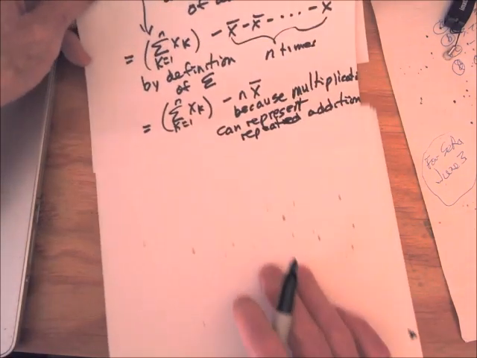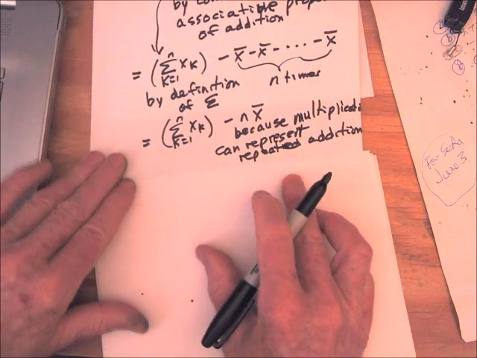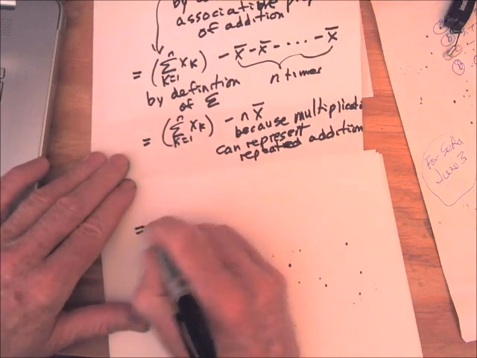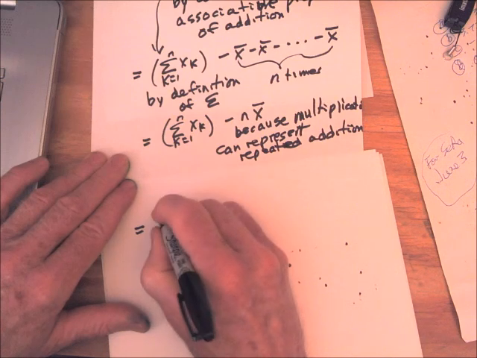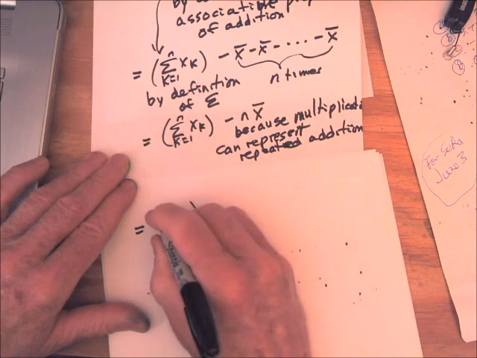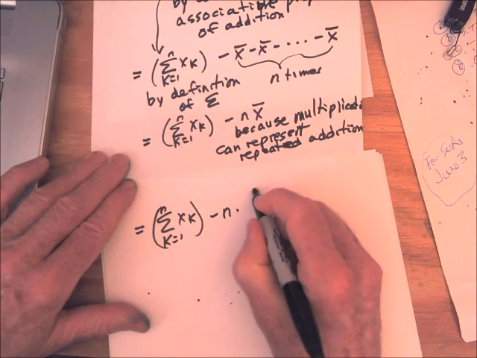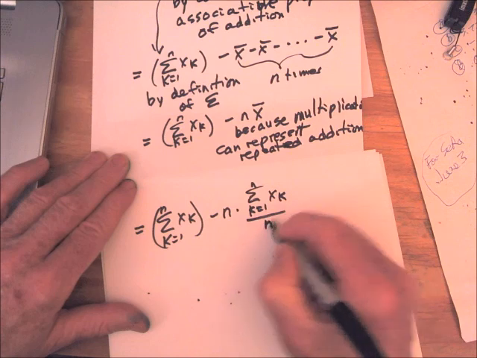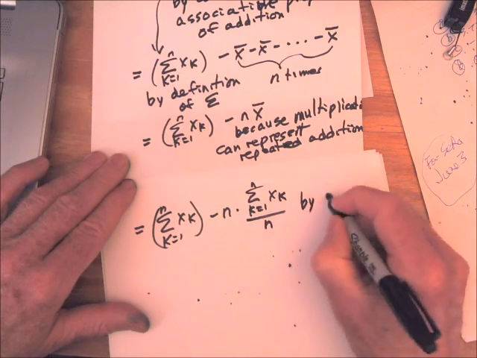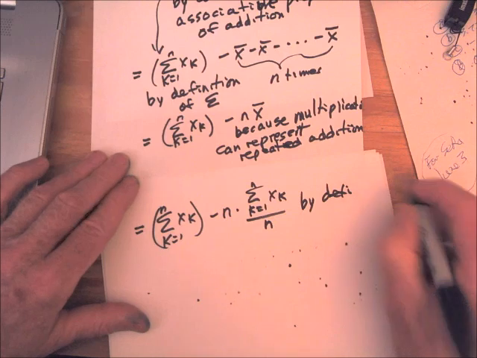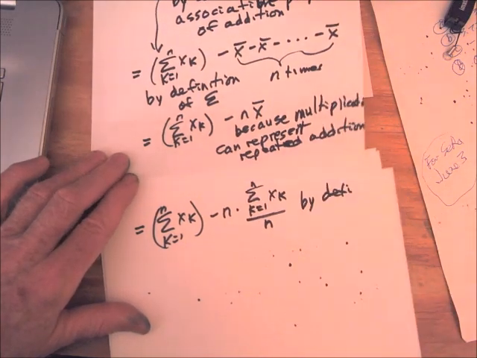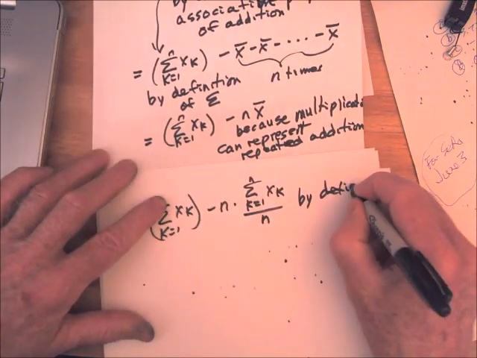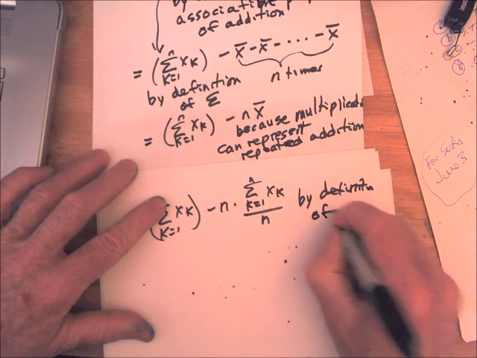Okay, so then we can write this as, leaving the first part the same, we can use the definition of x bar to write this as the summation k equals 1 to n of xk over n. This is by definition of x bar. That's the definition of the sample mean.